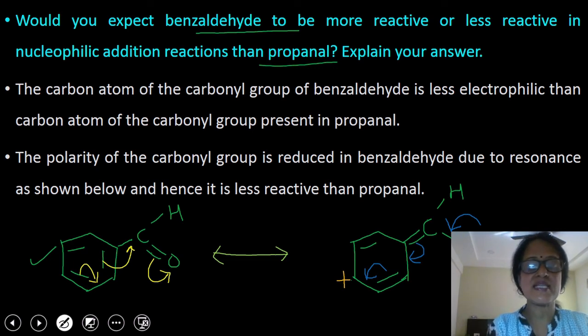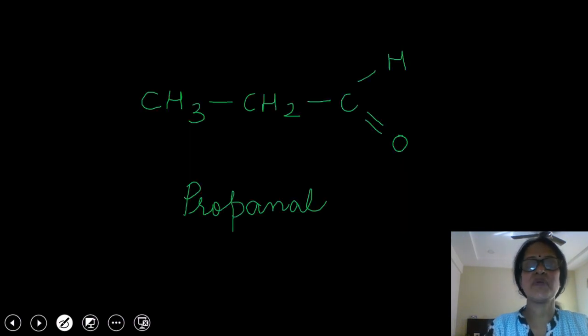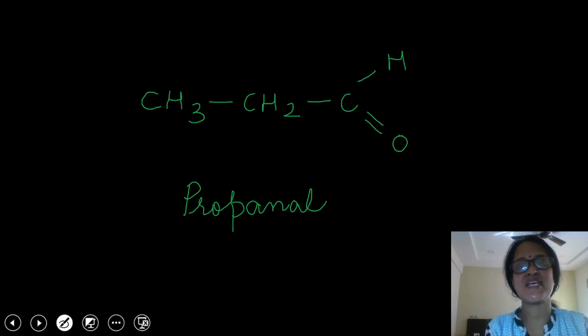So from this structure you can see that resonance is taking place in benzaldehyde. Because of resonance, you can see that the polarity of the carbonyl carbon is reduced. But in the case of propanal, which is CH3CH2CHO, no resonance or stabilization is taking place. Therefore, the carbonyl group is more polar in comparison to benzaldehyde. So that's why towards nucleophilic addition reactions, propanal will be more reactive than benzaldehyde.